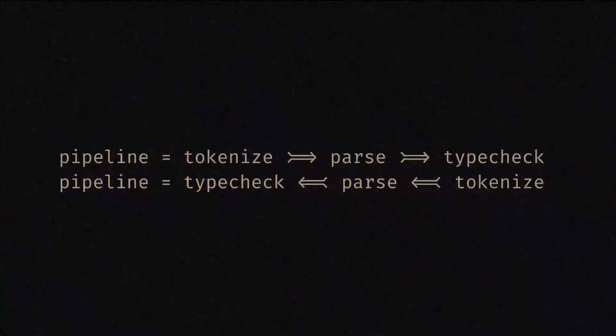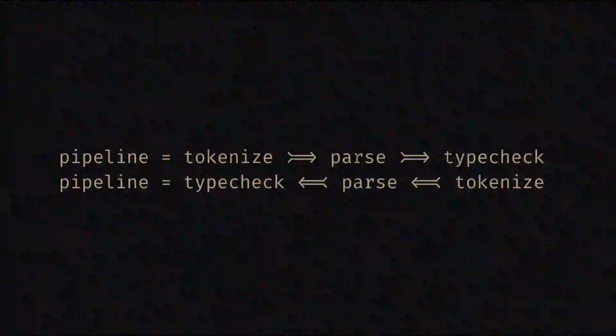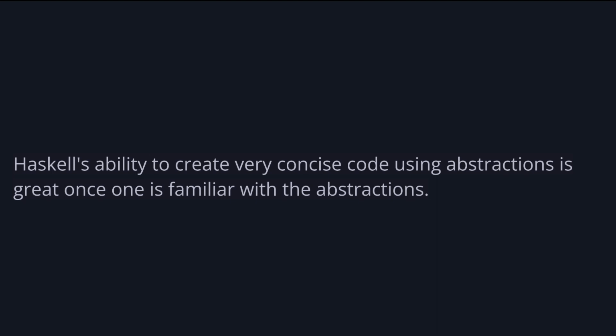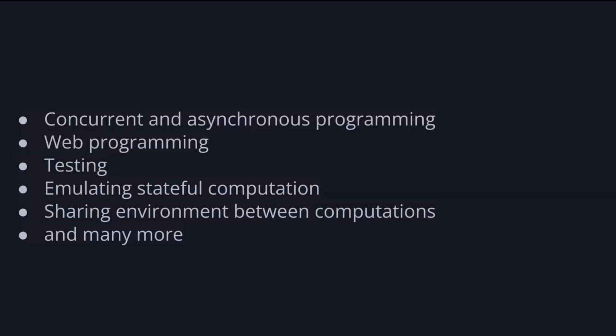You don't really need to. You can write Haskell perfectly fine without knowing these operators. But Haskell's ability to create very concise code using abstraction is great once one is familiar with abstractions. Knowing the monad abstraction, we are now already familiar with the core composition API for many libraries. For example, concurrent and asynchronous programming, web programming, testing, emulating stateful computations, sharing environment between computations, and many more.